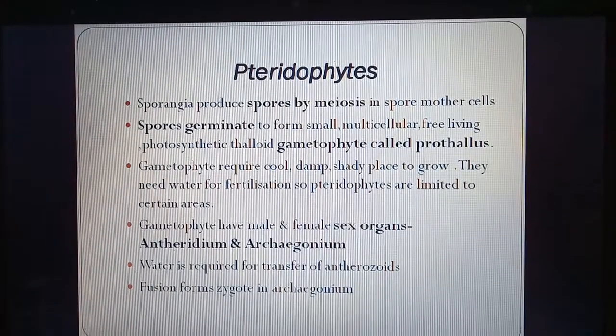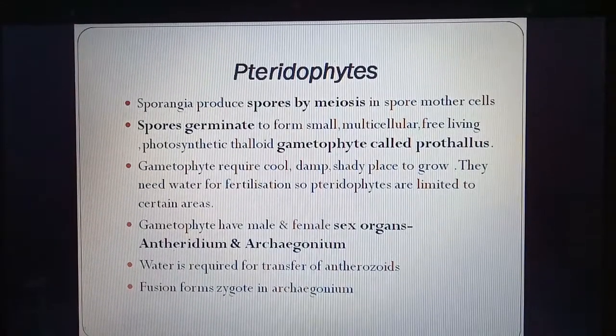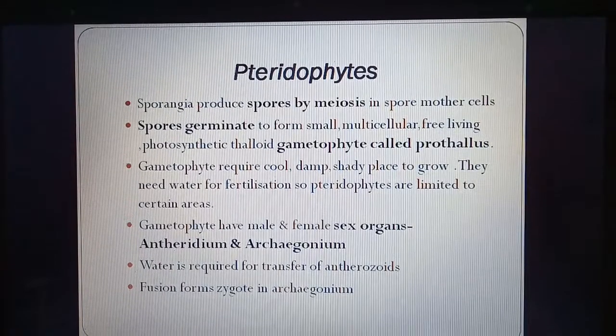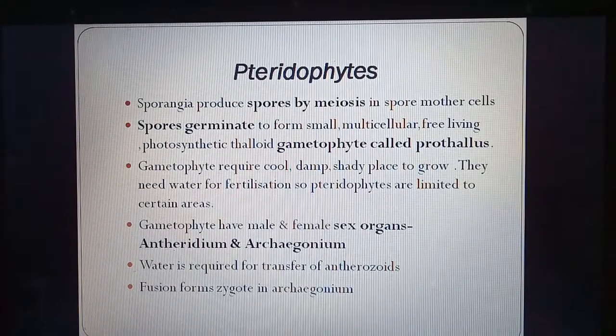Gametophyte requires cool, damp, shady place to grow. They need water for fertilization. So they need water for fertilization of gametes. That is the reason why pteridophytes are also limited to certain areas. So just like bryophytes, they are also limited in distribution because they need water for fertilization.